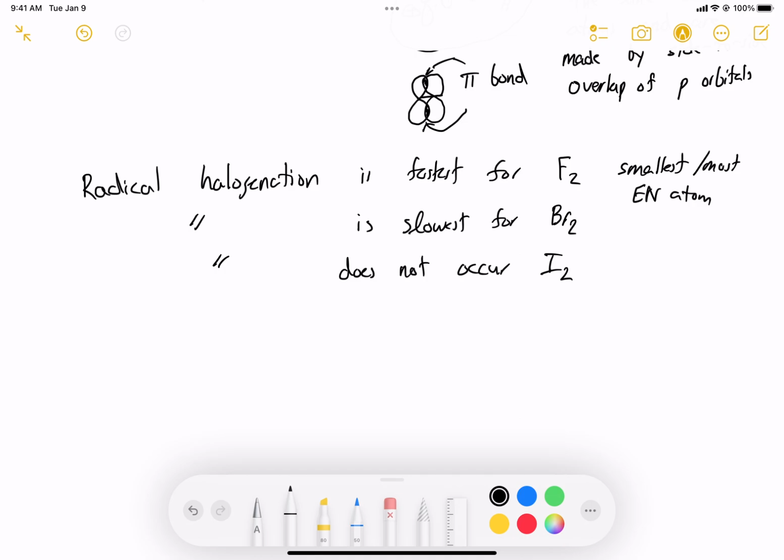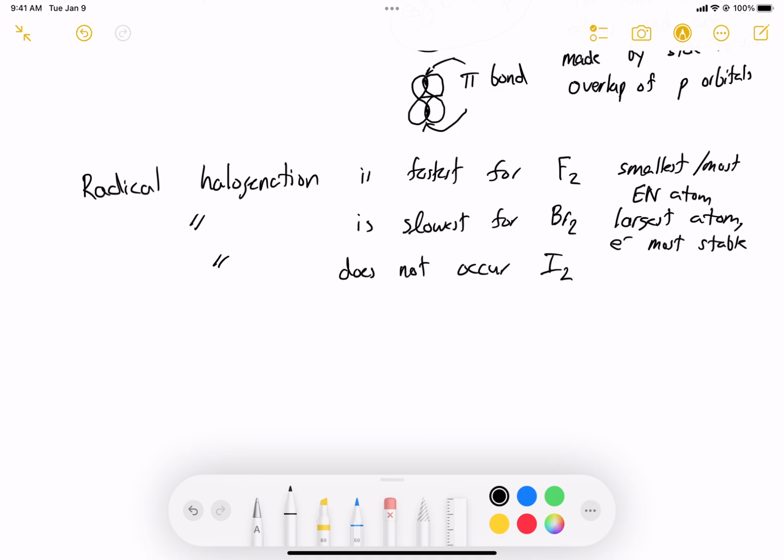So when you have the smallest atom, the electrons are going to be held more tightly, and so it will want to react with something to steal some of these electrons. So it'll form a strong polar bond. So it reacts the fastest. Bromine is the slowest because it's the largest atom. Okay. And electrons are most stable in this case.